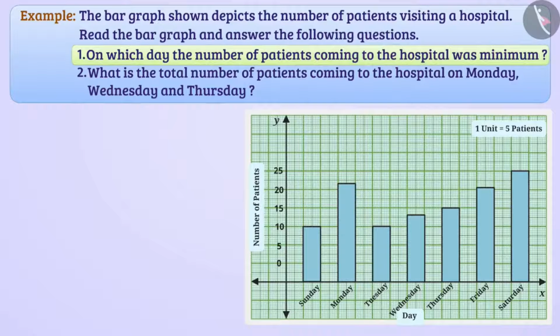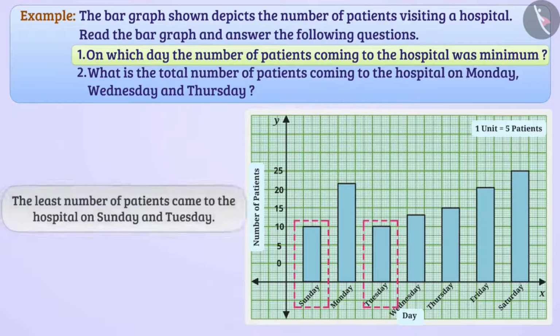The number of patients coming to the hospital on different days is indicated by the length of the bar in the graph. In this way, the bar which has the shortest length will give us the answer to this question. We see that the length of bars showing the number of patients on Sunday and Tuesday is the same and is smaller than the length of all the bars. So we can say that the least number of patients come to the hospital on Sunday and Tuesday.